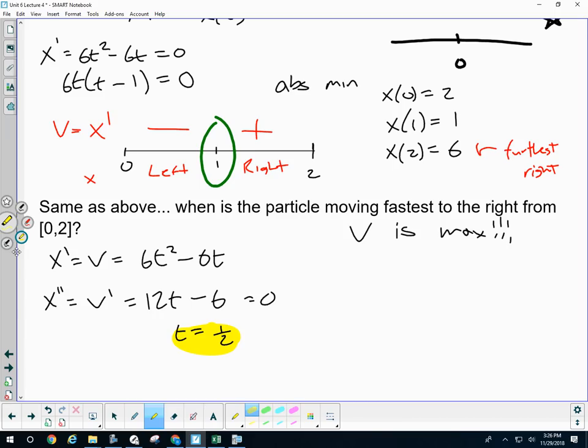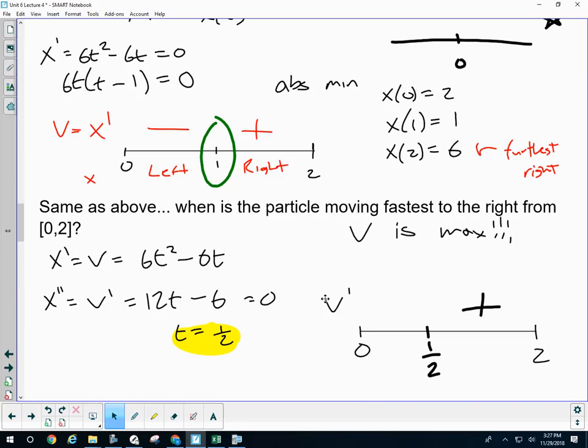Let's see. It's not a line. I'm starting at 0. I'm going to 2. I'm looking at v prime. V prime is telling me whether v is going up or going down. Focusing my attention at 1/2. Plug in a value like 1, 12t minus 6, that's a positive. Plug in a value like 1/4, that's a negative.